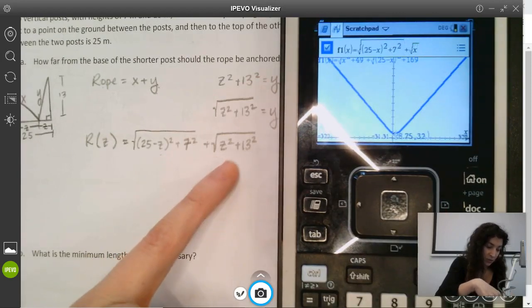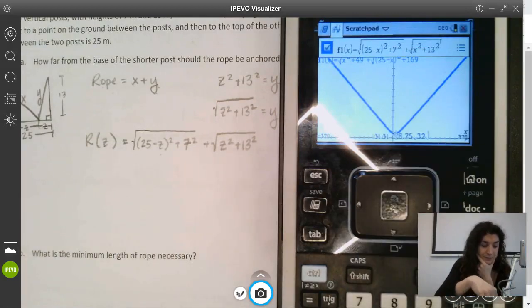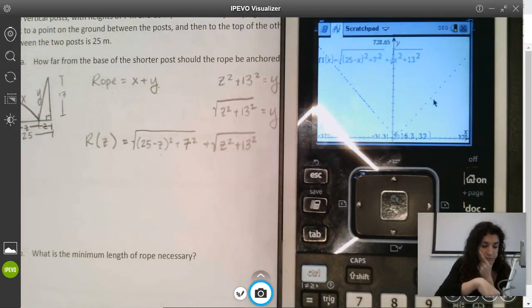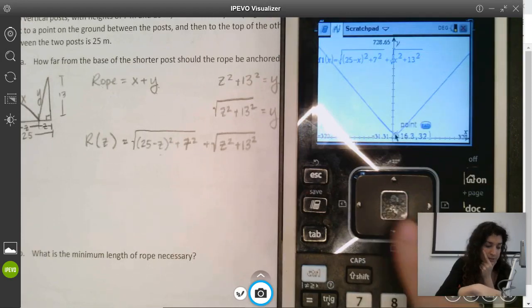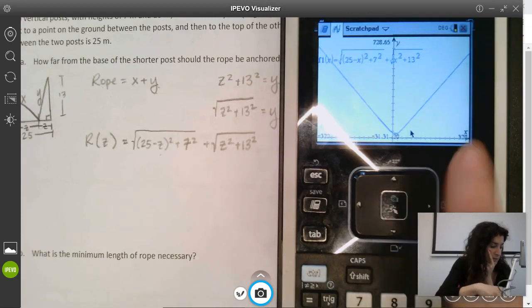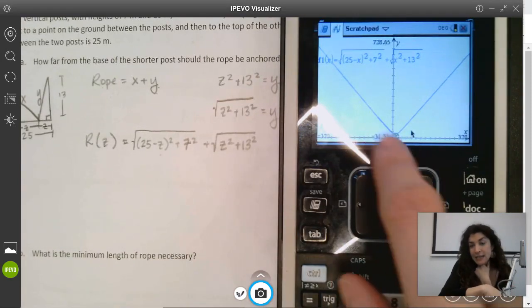You have to do x squared instead of z squared, right? Because we're on a graph of xy, so you need to replace your z with x. And this is what it looks like. So this is our function. We can see that there is a minimum right here.